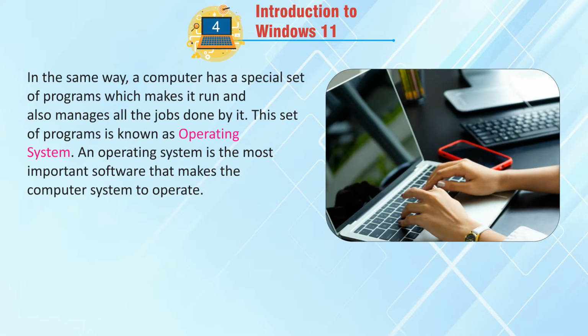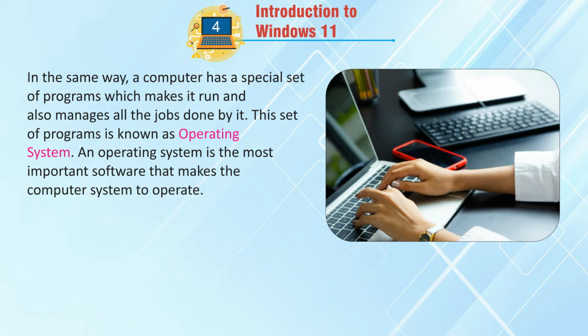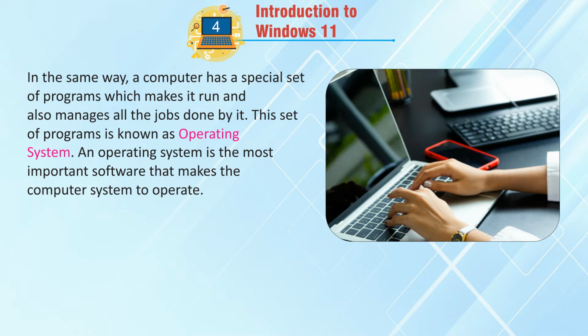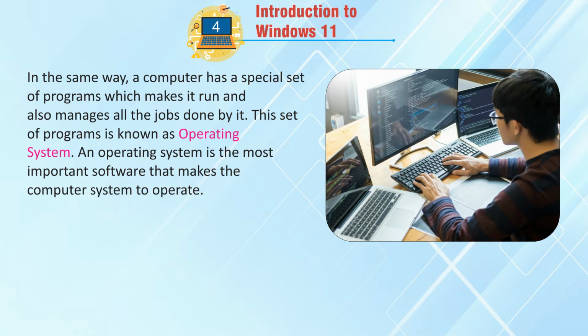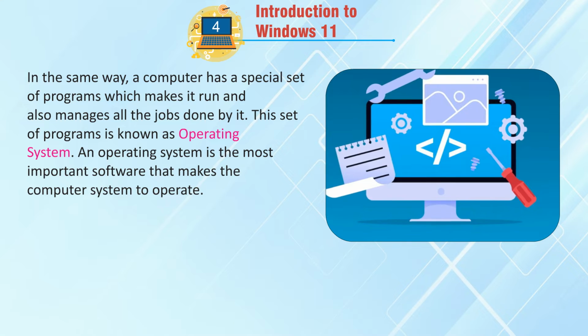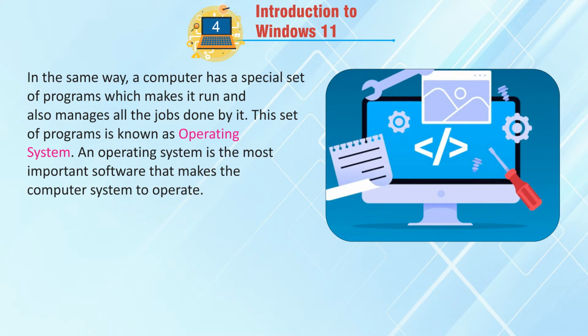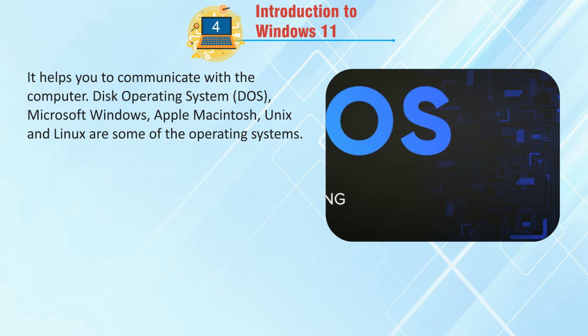In the same way, a computer has a special set of programs which makes it run and also manages all the jobs done by it. This set of programs is known as operating system. An operating system is the most important software that makes the computer system to operate. It helps you to communicate with the computer.